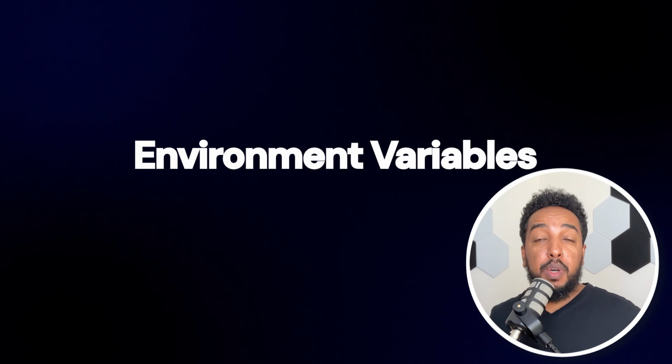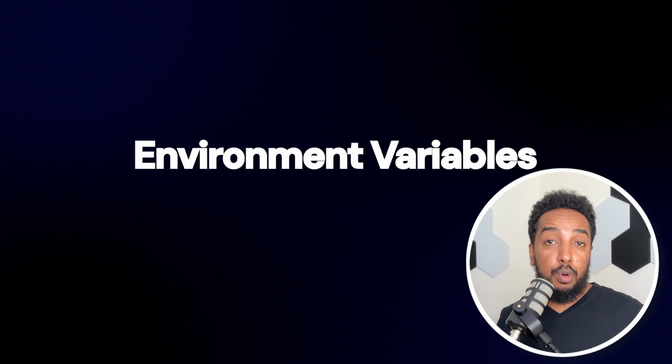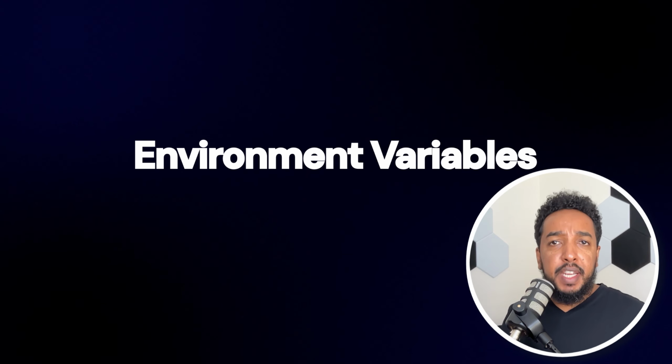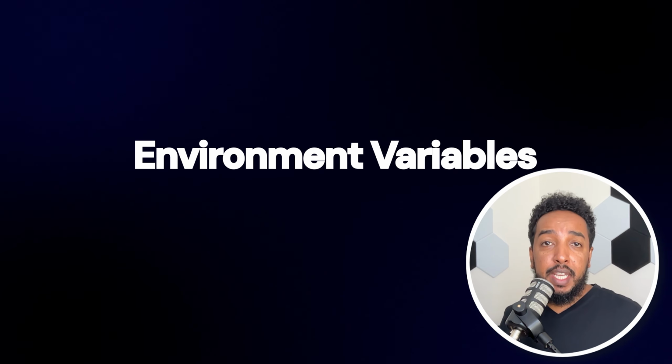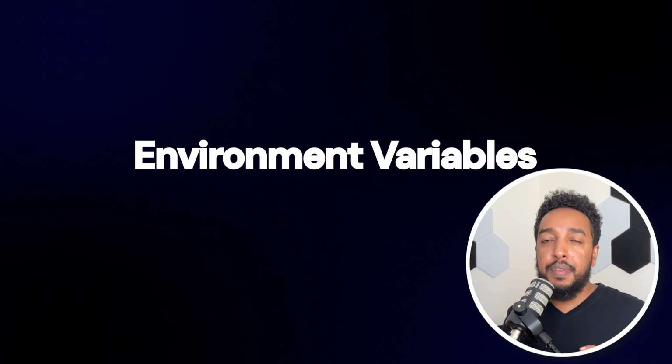Environment variables are one of the most important concepts in programming, and you really have to understand them. And they're very easy to understand. So in this video, I'm going to explain what environment variables are, what a key value pair is, and I'm going to use an example of a kitchen and a chef to make that analogy so it's really easy to understand.